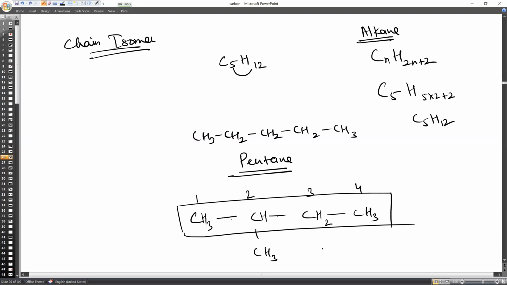Now you write 2 at the 2 position, where you have a branch. The name of this branch is methyl, so 2-methyl, because this is CH3 and CH3 is methyl. And then how many carbons are in the longest carbon chain? 4. So you write but-ane. Got it? 2-methylbutane.